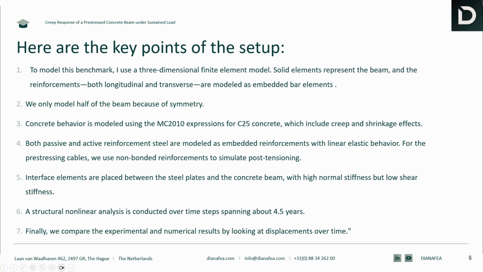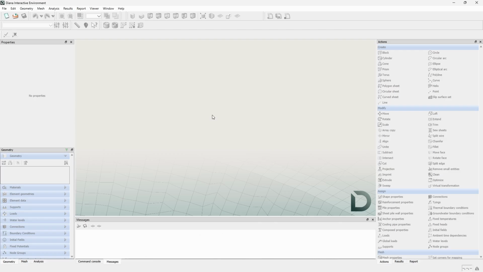Steel plates for load application and support are modeled with linear elastic properties, and also interface elements are placed between the steel plates and the concrete beam, with high normal stiffness but low shear stiffness. The structural nonlinear analysis is conducted over time steps spanning about 4.5 years. Finally, I compared the experimental and numerical results by looking at the displacement over time. After this introduction, I will jump to the Diana environment to start the simulation.